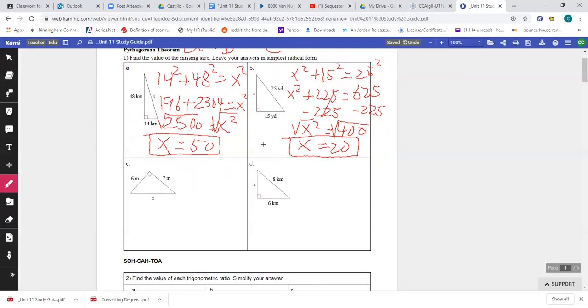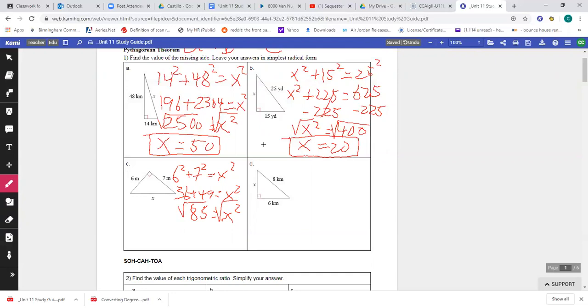Okay, so let's move on. Letter C. Sometimes you're not going to get something that easily has a square root. So for example, look at letter C. If I do 6 squared plus 7 squared is equal to x squared, I get 36 plus 49 is equal to x squared. Now 36 plus 49 is 85. And then now you're just going to square root both sides.